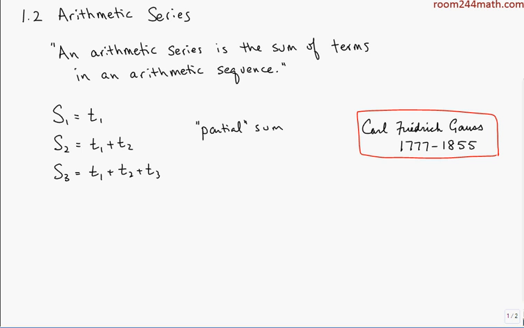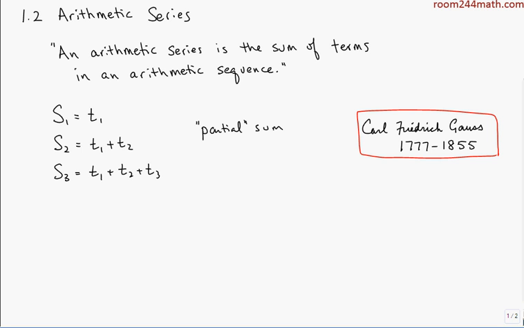This would have taken place in the 1780s, but we actually do know quite a bit about his early schooling. We know who his teacher was at the time. It was a fellow named J. Büttner, and the teacher's assistant was actually also known. His name was Martin Bartels, and he, in his own right, was quite a famous mathematician and was a tutor for Carl Friedrich Gauss.